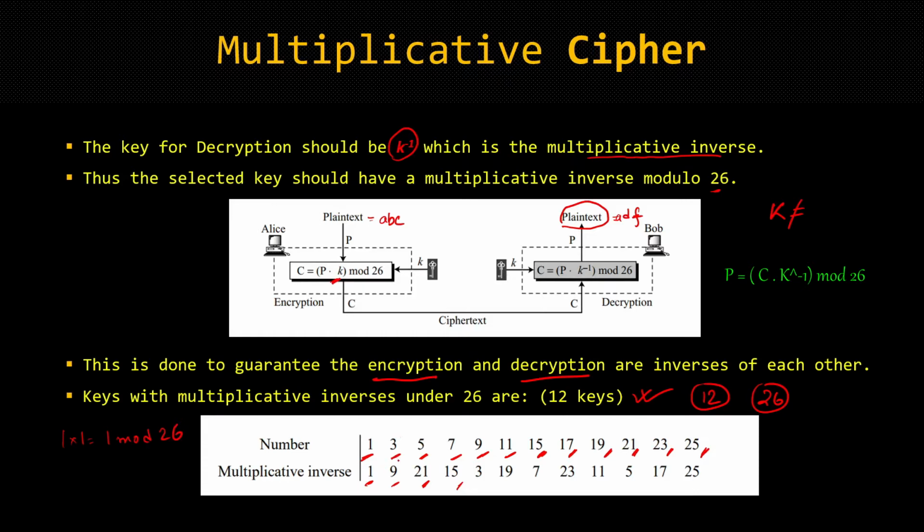And then for 3, 3 into 9 is 27, right? And 27 mod 26 will give you 1. So multiplicative inverses means that when you multiply them and mod it with 26, the value that you should get should be 1. Okay, and these are the keys and the multiplicative inverses for which you will get the value as 1.